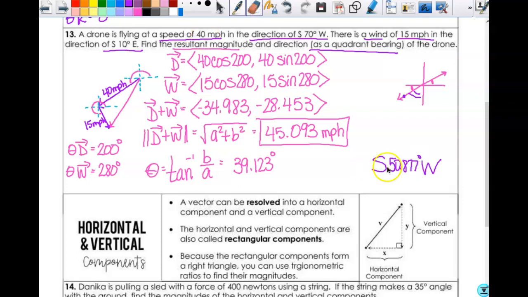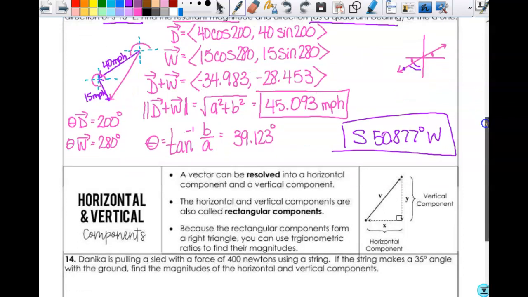I should have spread out my S and my W a little bit better. Oh, come on. All right, so I'm going south 50.877 degrees west. That is my quadrant bearing.